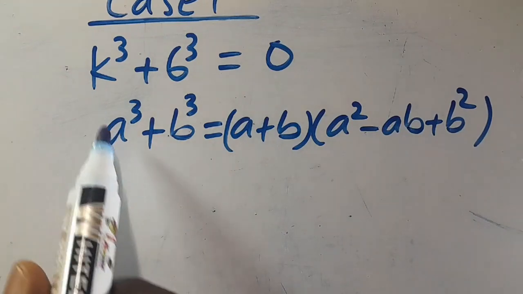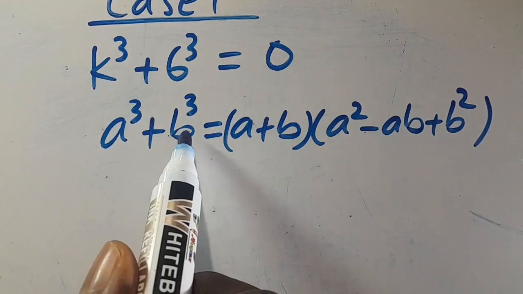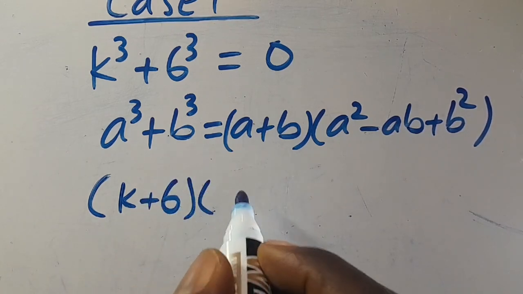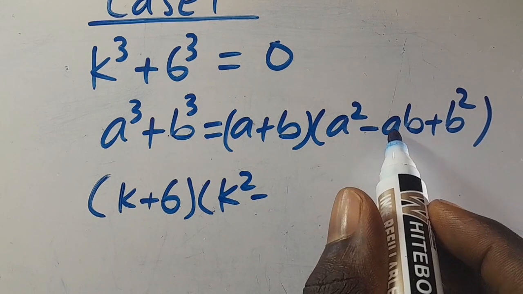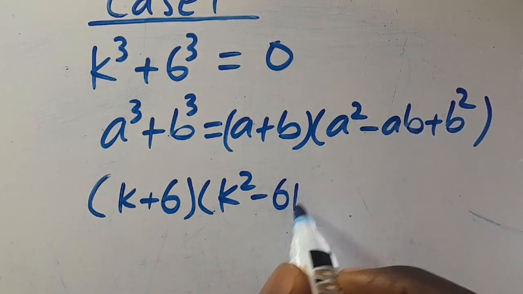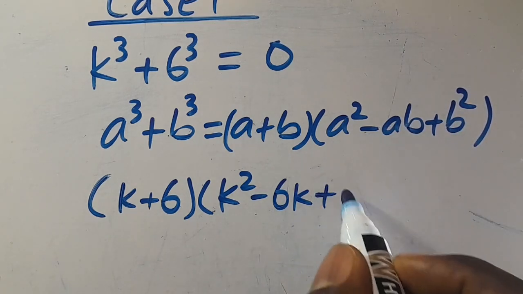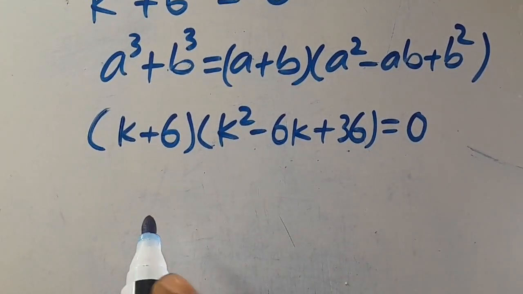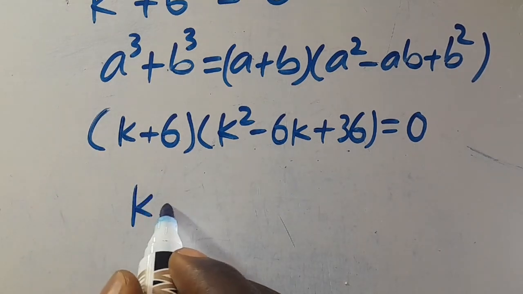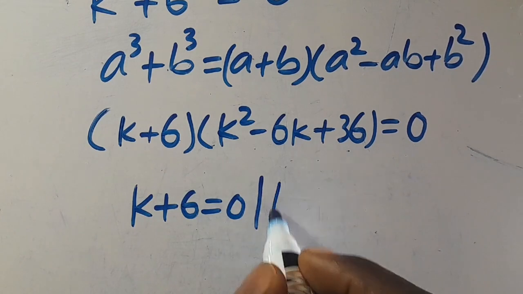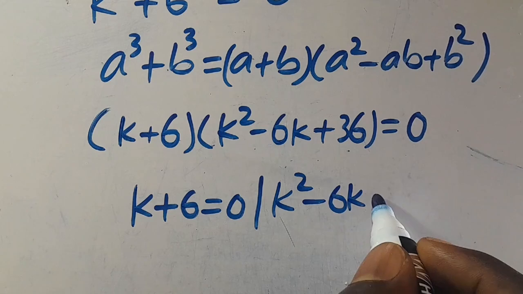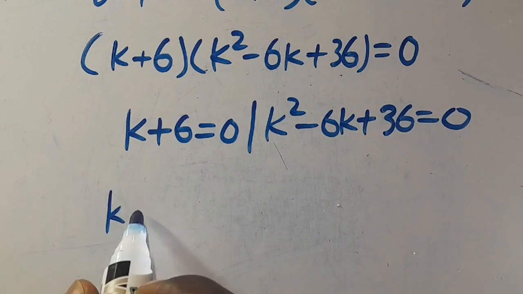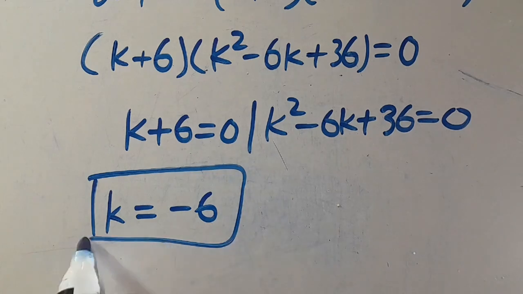When you apply it here, from here we have a equals k and b equals 6. So this implies we have (k plus 6) multiplied by (k square minus ab plus b square). a is k, b is 6, so we have 6k. Then b square will be 6 square, which is 36. Then we set everything equal to 0. So for this expression to be equal to 0, either k plus 6 equals 0, or k square minus 6k plus 36 equals 0. From here we have k equals minus 6 as our first solution.